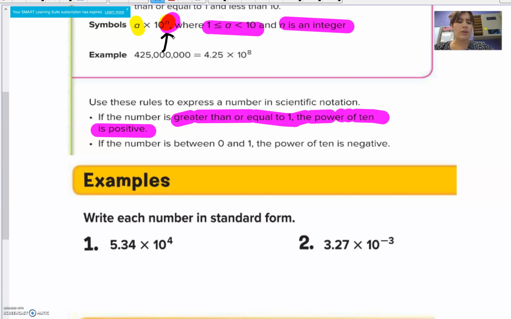Okay, well, when will it be a negative exponent? If the number is between 0 and 1, then the power of 10 is negative. So again, this N would be negative if the number is between 0 and 1. So what's an example of a number between 0 and 1? 0.5, 3/4, 0.06. So it could be any of those decimals.